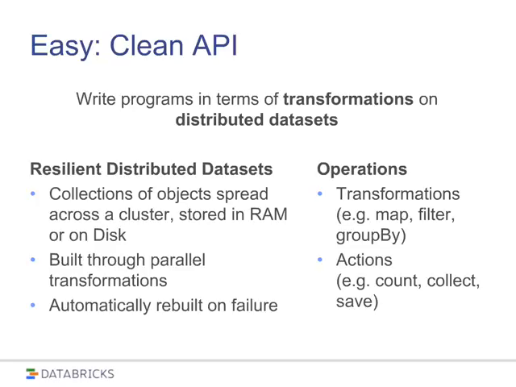And then eventually you call a special kind of operation, which is an action, which forces the system to actually do the computation. So as you're creating these transformations, you're not actually executing the graph until an action is called. So it evaluates in a lazy fashion, which again gives the system a chance to optimize execution as much as possible.